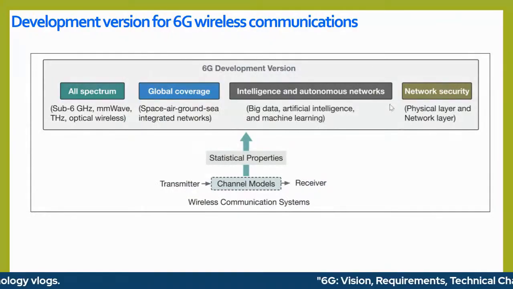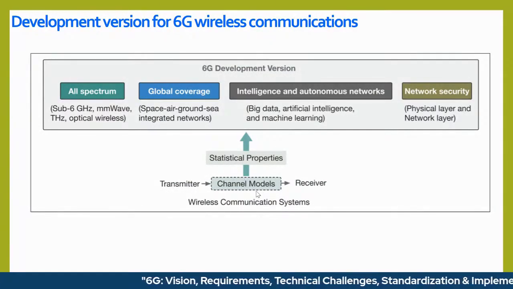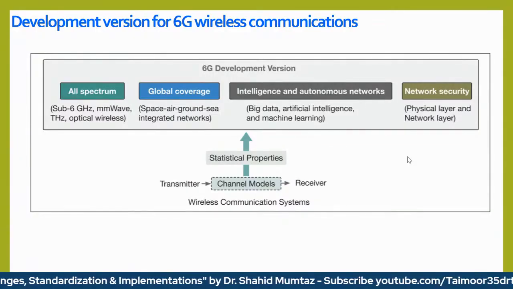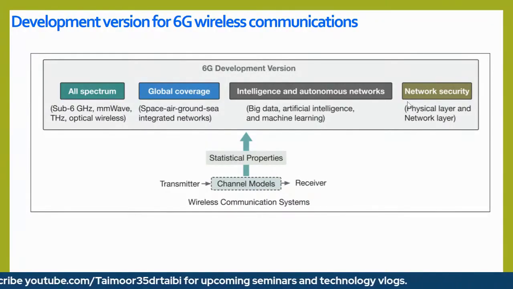So the idea here is the following: we need to develop a channel model not for a fixed case, but one which can cover all spectrum, all coverage, intelligence, autonomous networks, and security also. But again, channel models use a lot of matrix multiplication. So there is already a model available in mathematics.